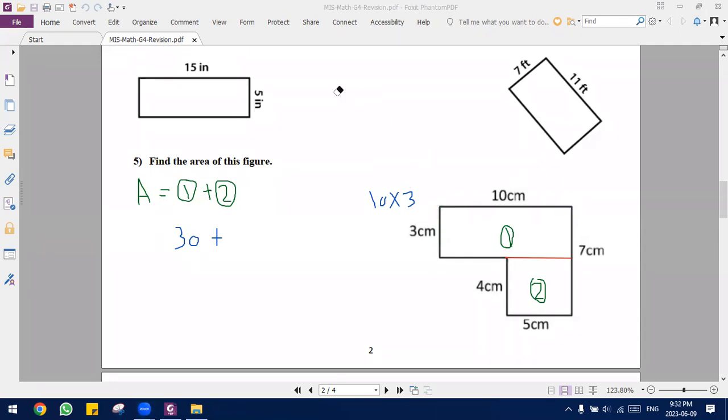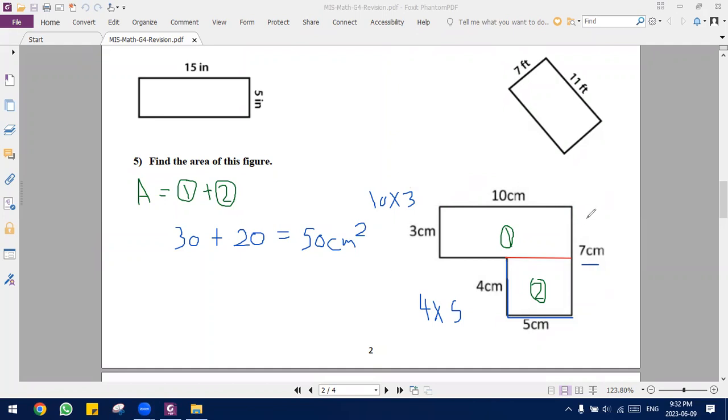Let me move this part. Now, the second area, be careful, don't use the 7. 7 is the whole of this side. No, now I'm not interested in this. I'm interested in this rectangle, okay? So these are the dimensions. It's 4 times 5. These are the dimensions of this rectangle. 4 times 5, which is 20. So now when I add area 1 and area 2, I will get 50. And then the unit, centimeters squared.